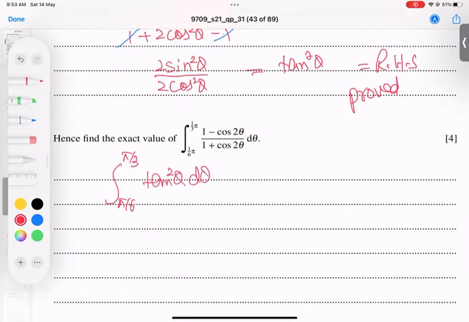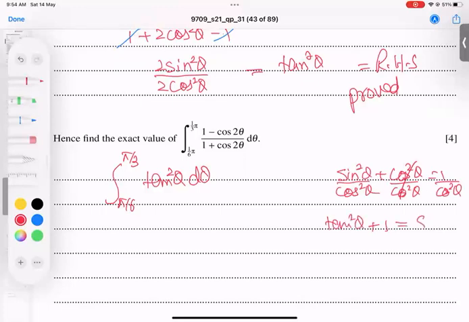A question comes to our mind. Now, we don't have a direct integration of tan square, but we know the connection: sine square plus cos square equals 1. If I divide the whole equation by cos square, this cancels out, and 1 plus sine square by cos square gives tan square. So I mean to say secant square. This formula you must memorize. I showed you how I got it.